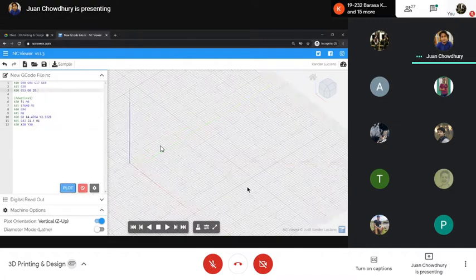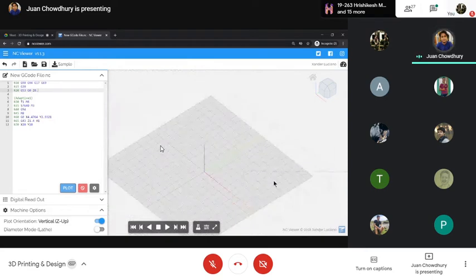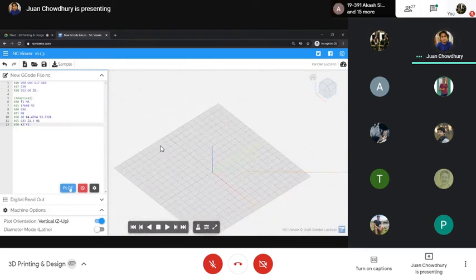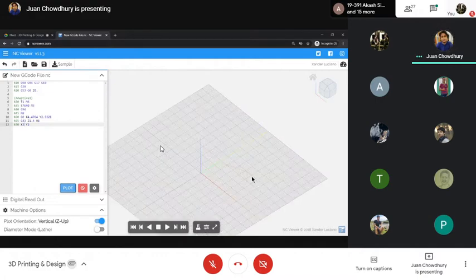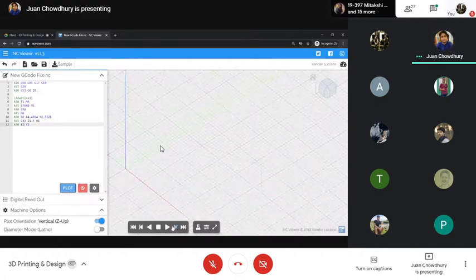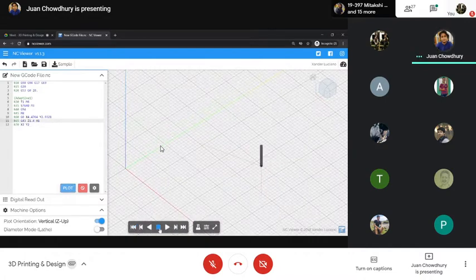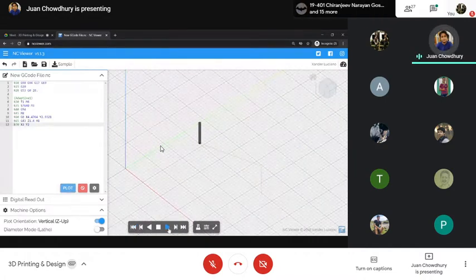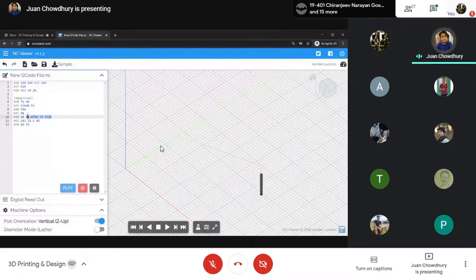So let me plot. Can you see the tool trajectory? It got really large. Yeah, plot. Can you see a small trajectory has been formed? So that's the motion. It's going from this particular location. I believe we had mentioned some coordinates over here.